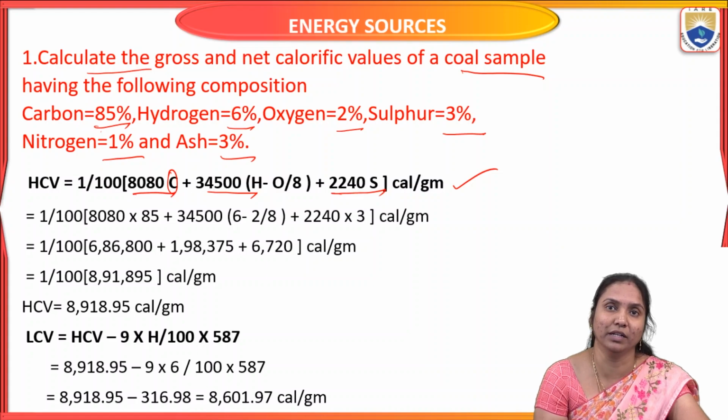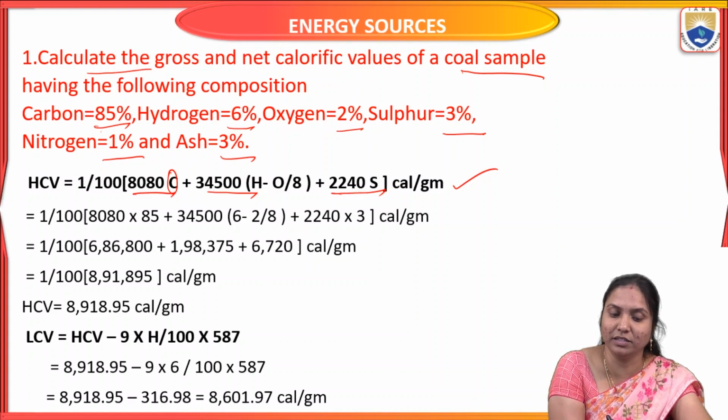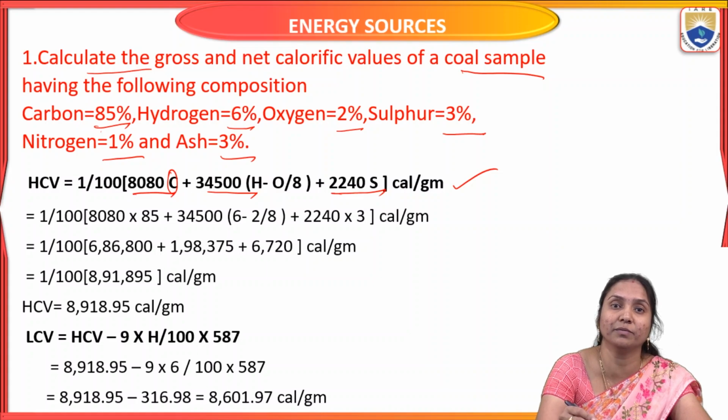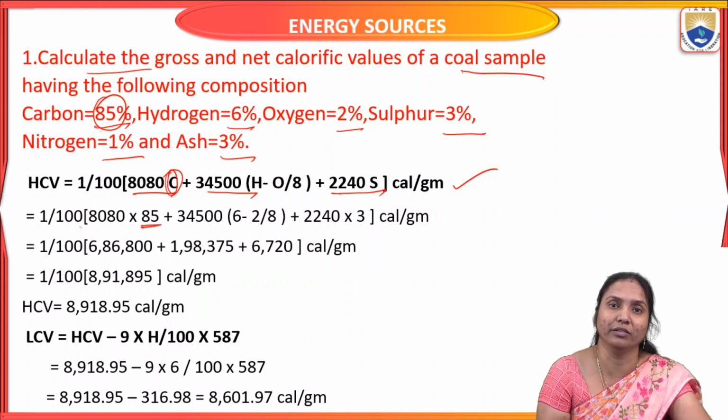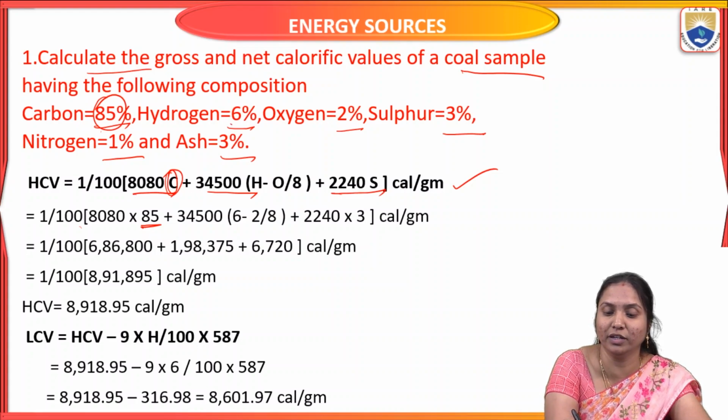fuel or coal sample. So we can substitute all the element composition percentages in this formula. Here, 1 by 100 into 8080 into the carbon percentage. How much percentage is present in this coal sample? 85%. So we substitute 85, and 34,500 into H minus O by 8. What is the hydrogen percentage present in this sample? 6. So we take 6 and O by 8.